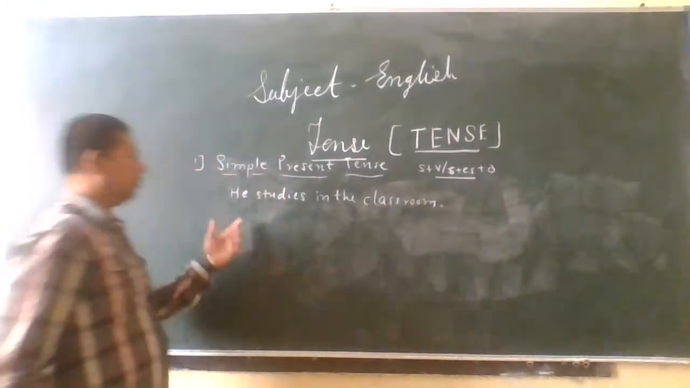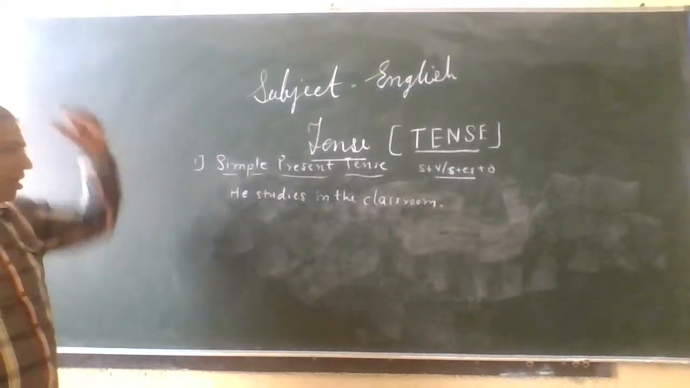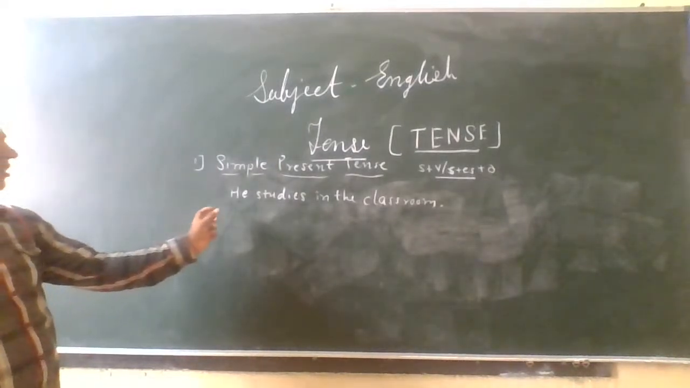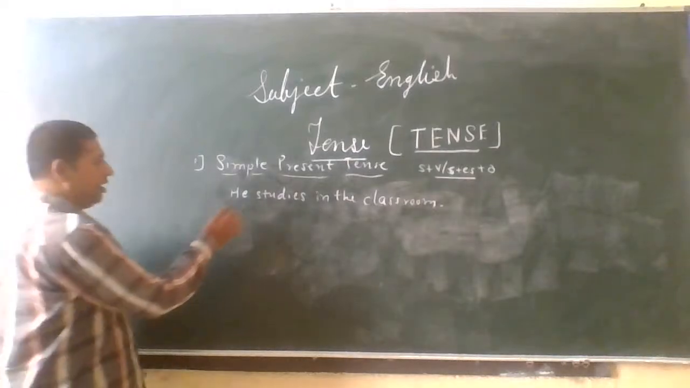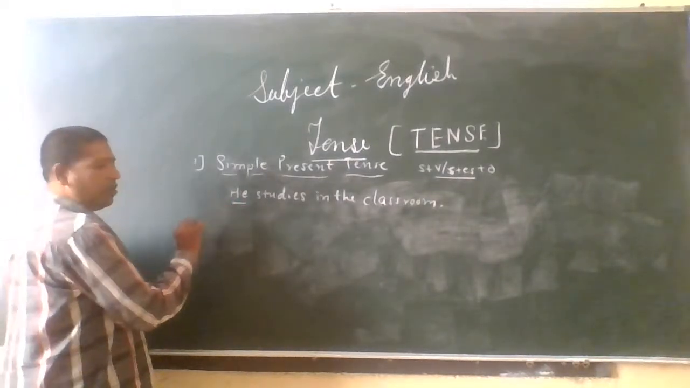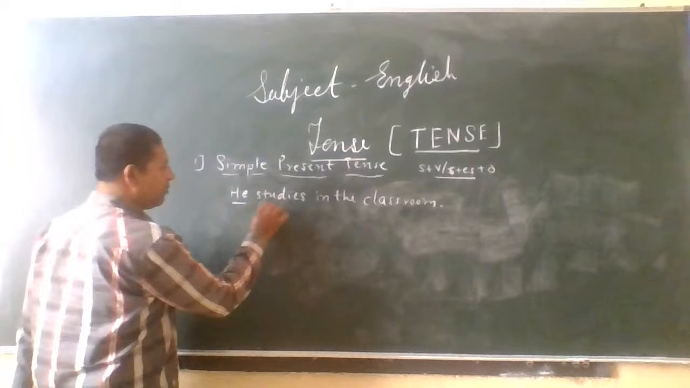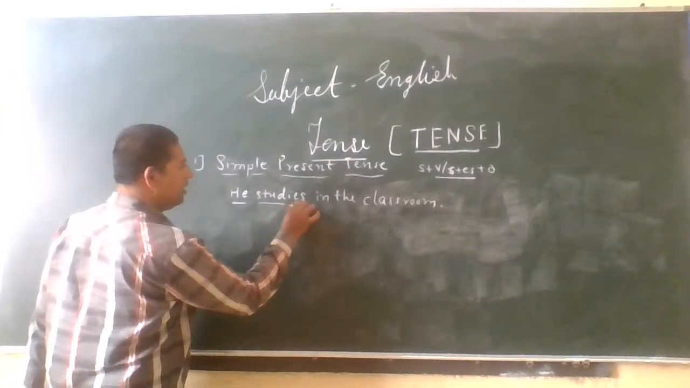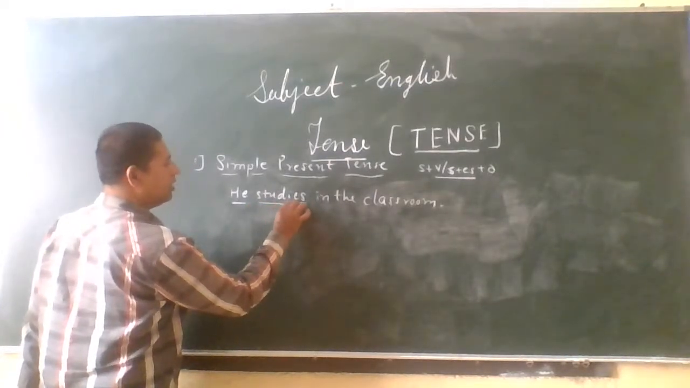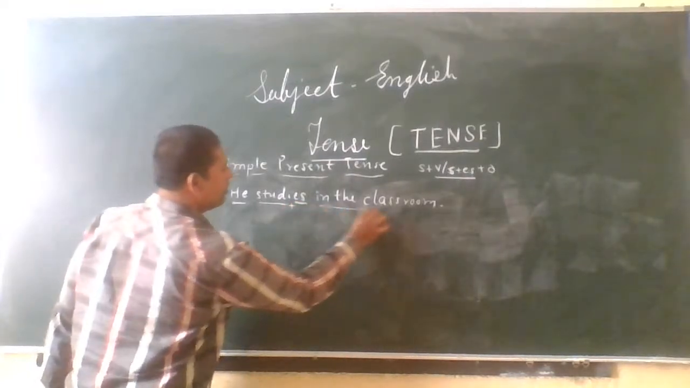He studies in the classroom. So you can understand about that. Only some changes are there. He is the third person singular number. Study is the verb, but here there is an addition: studies. In the classroom is the object.